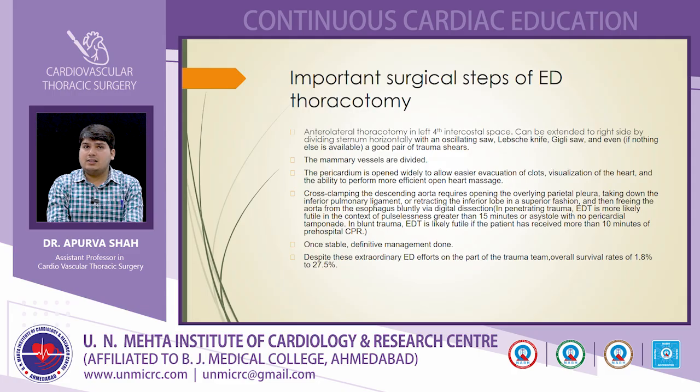Cross clamping the descending aorta requires opening the overlying parietal pleura, taking down the inferior pulmonary ligament, or retracting the inferior lobe in a superior fashion, and then freeing the aorta from the esophagus bluntly via digital dissection.